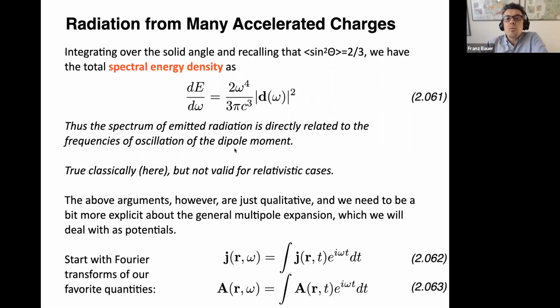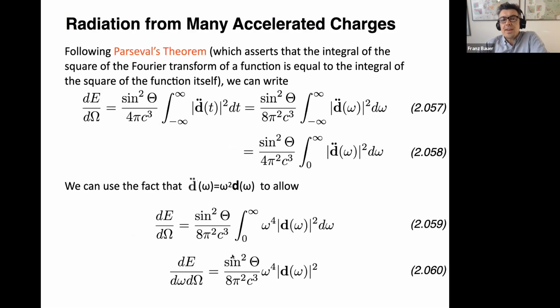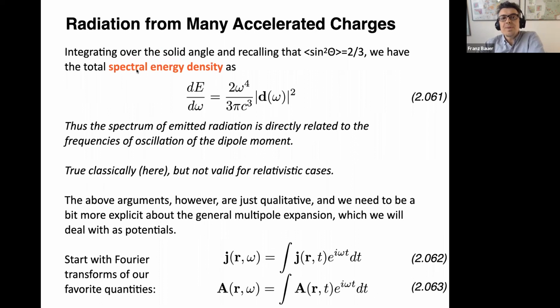Right. So if we integrate over the solid angle, we should just get a 2/3 that comes out, just the average. And so we can have a spectral energy density, which is the change in energy as a function of frequency, which is just related to this dipole moment and the frequency to the fourth power. And so this is the spectrum that's radiated directly from a dipole moment.